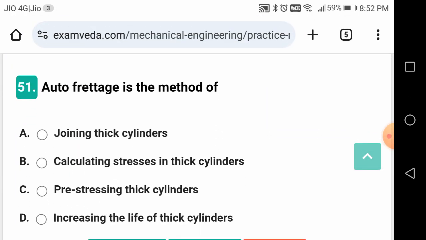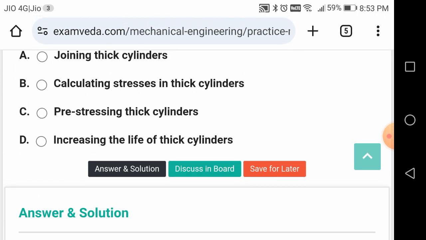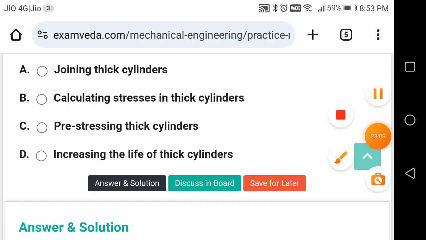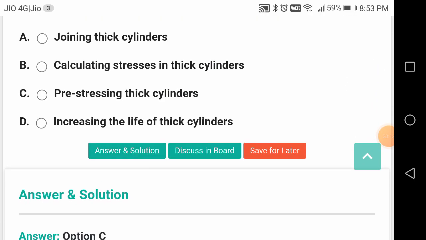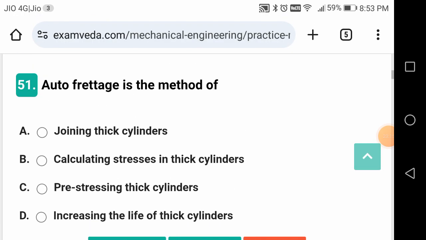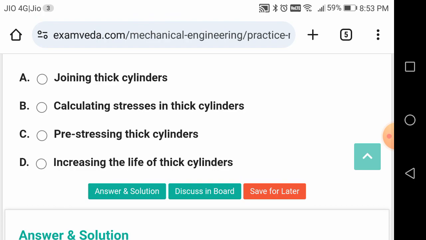Autofrettage is a method of... this is a good question once again, friends. What is the meaning of this one? It is pre-stressing of thick cylinders. It is not the joining of thick cylinders, calculating stress in thick cylinders, or increasing the life of thick cylinders. So it is pre-stressing.